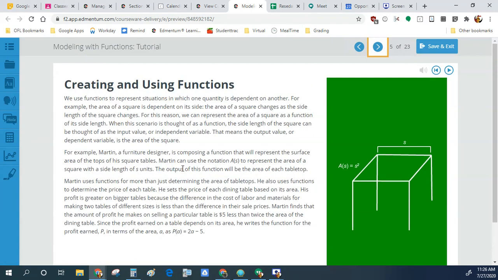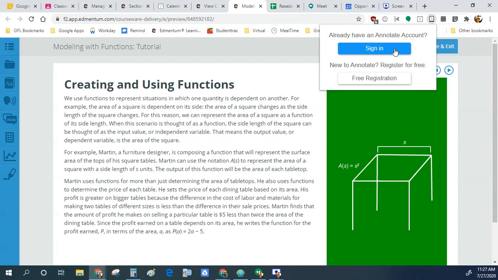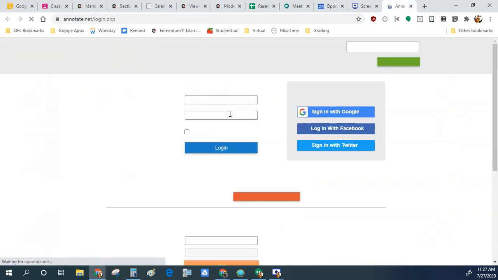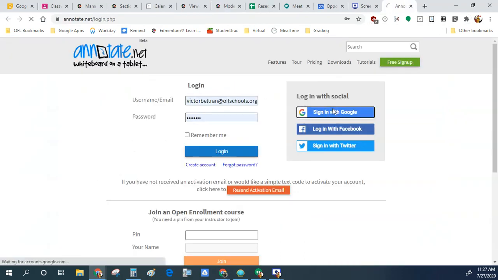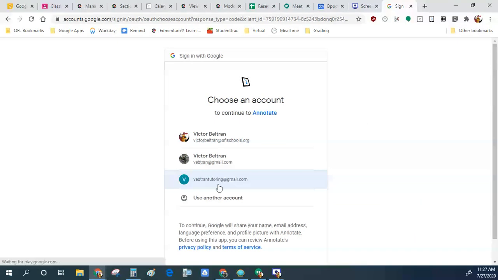On these, where it says creating a function, we're talking about basically how we can find formulas for things. In this case, the example they're giving here is finding the area. Well, if we want to find the area about this, I have a cool little tool here that lets me sign in. Give me a second. Google.